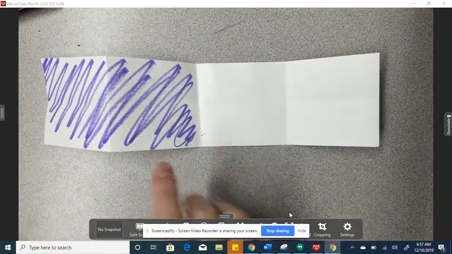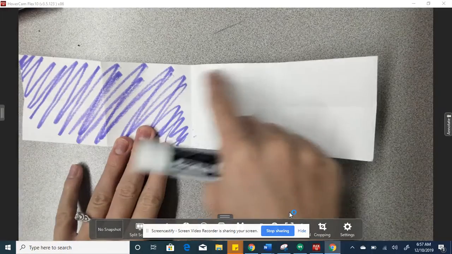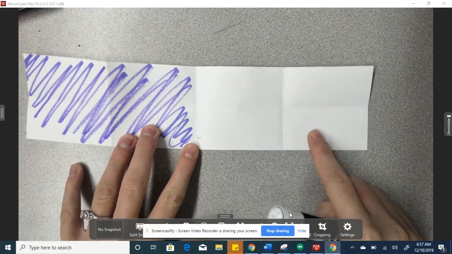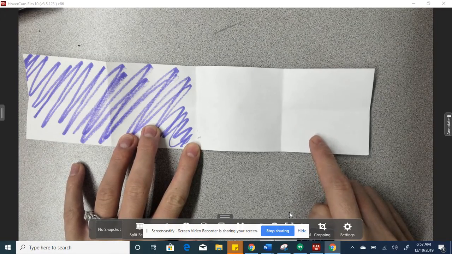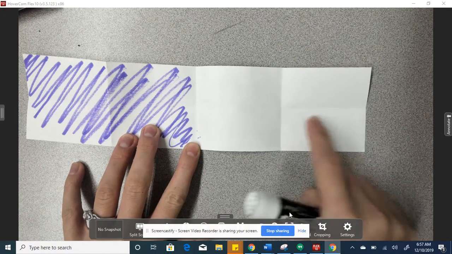Notice as we kept folding and we made more parts, each of the parts got smaller. So the bigger the denominator, which is the number on the bottom, the smaller each piece is.